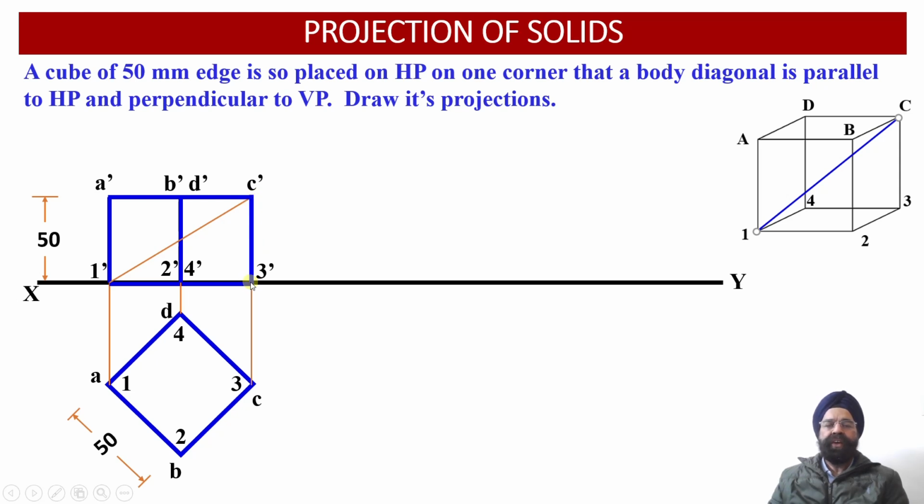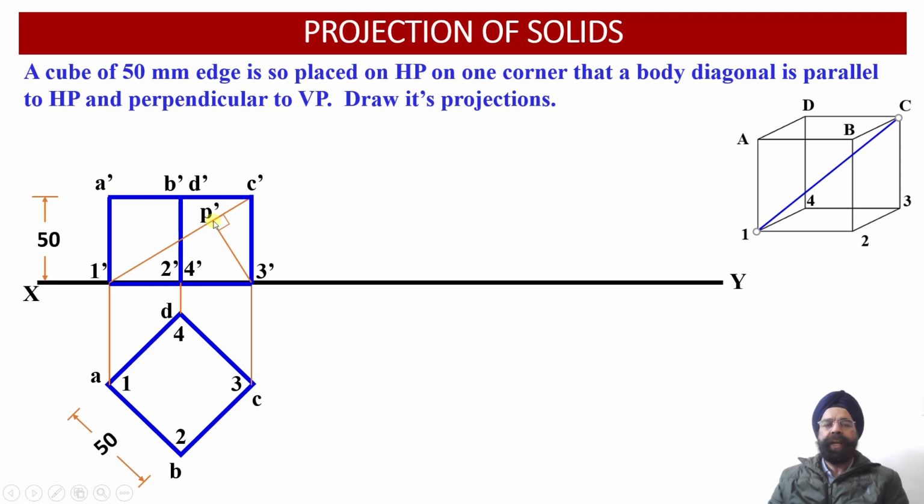So please check, from point 3 dash we have now drawn a perpendicular projector onto the body diagonal, which is represented as 1 dash C dash in the front view projection. You can see this is the perpendicular projector that we have drawn. Wherever this perpendicular projector intersects this body diagonal 1 dash C dash, we have located this point P dash over here.